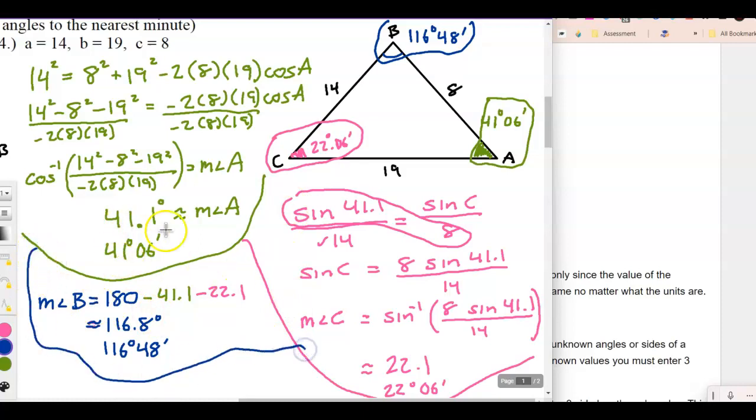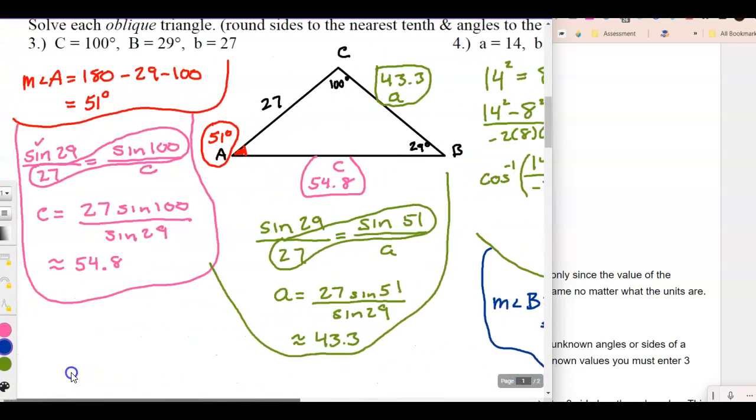Again, my work is all shown, very clear to see what I solved for in each problem. Everything that I put in the calculator is the step before the answer, so if I wanted to verify your work, I can just punch this in and know exactly where you got your answer from. Alright, let's keep on going.